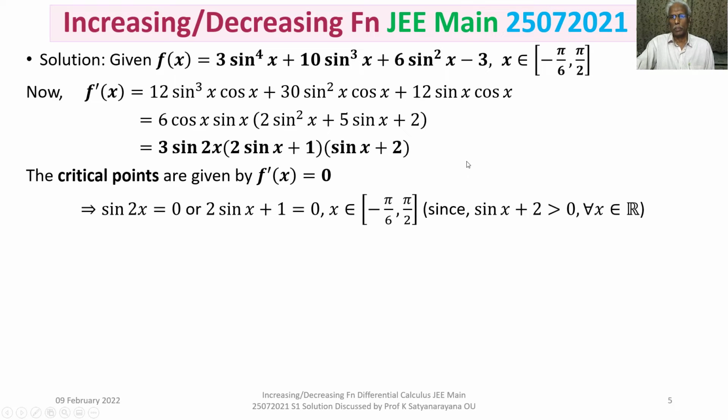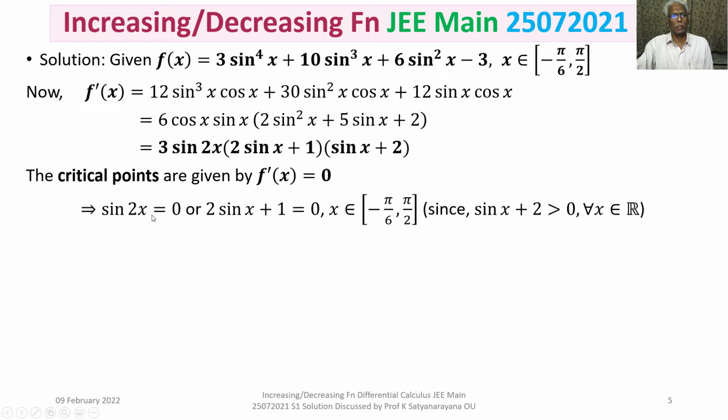Why? Because sin x plus 2 is always greater than 0 for all x belongs to R, because sin x takes the minimum value minus 1, maximum value plus 1. Even in that case also, sin x plus 2 is greater than 0. So therefore, sin x plus 2 is greater than 0 for all x belongs to R, and so we will not equate it to 0. So that's the one. And sin 2x is equal to 0.